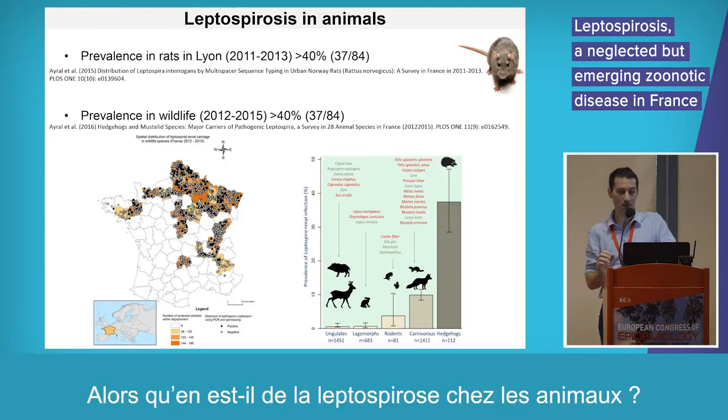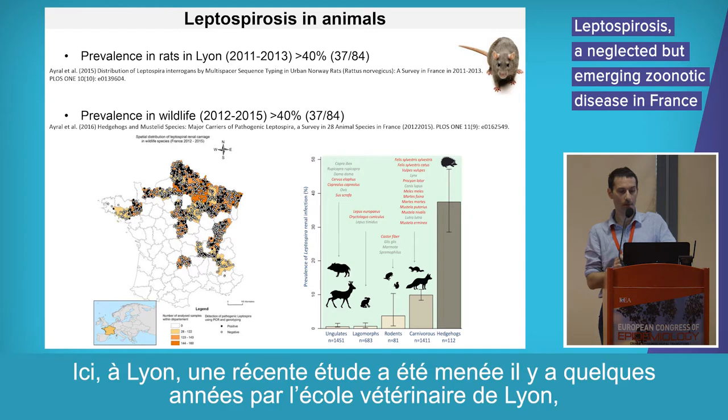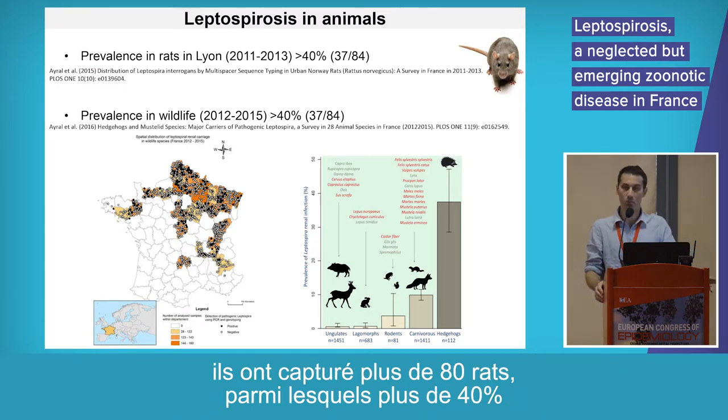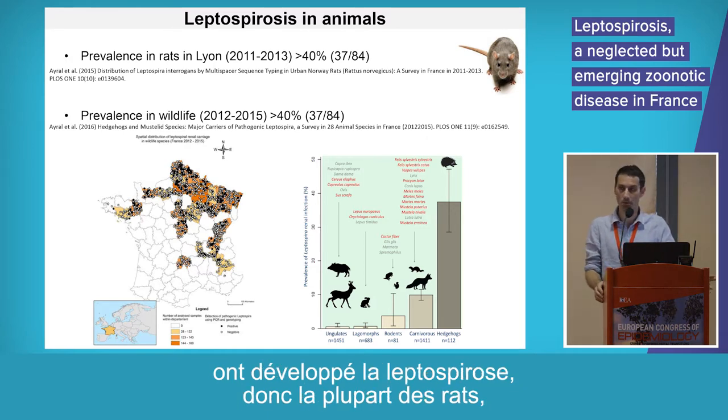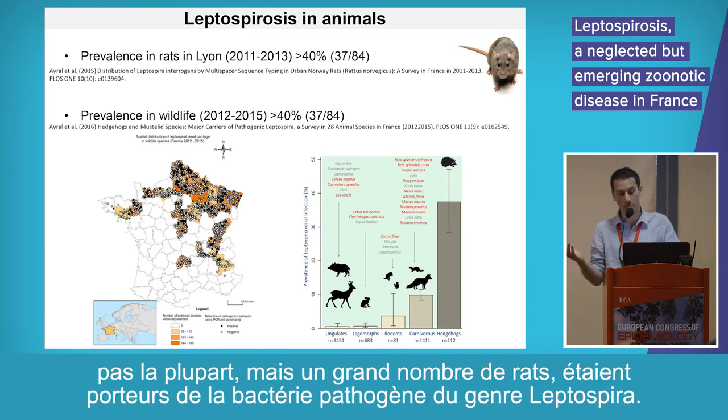So what about leptospirosis in animals? Here in Lyon, there was a recent study a few years ago from the veterinary school of Lyon, where they captured more than 80 rats, and they observed more than 40% prevalence of leptospirosis in rats. So a high proportion of rats are carriers of the pathogenic Leptospira.